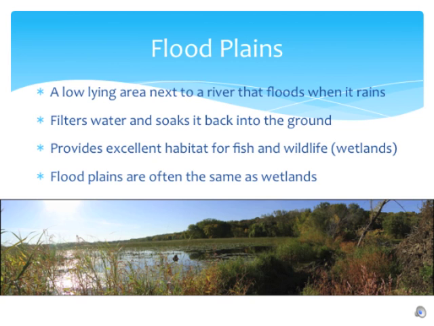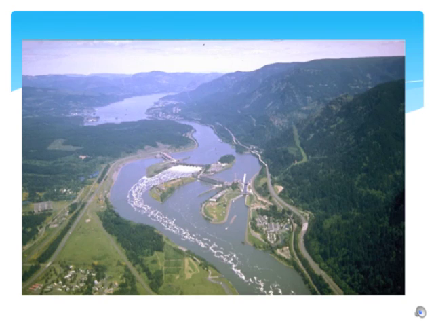Floodplains are also very often the same as wetlands, big, wet areas that provide excellent habitat for fish and wildlife. Now let's look at some pictures of local watersheds together and think about how what's going on in the watershed might be affecting the health of the river. So here is a river in our area. I'll give you a second to think about and see if you can guess which river this is.